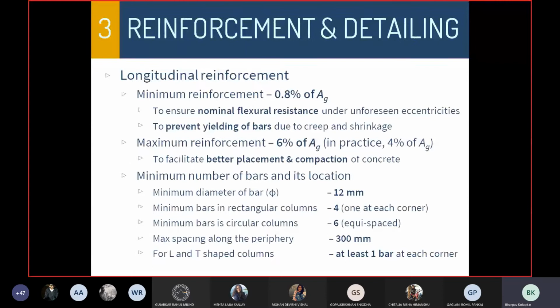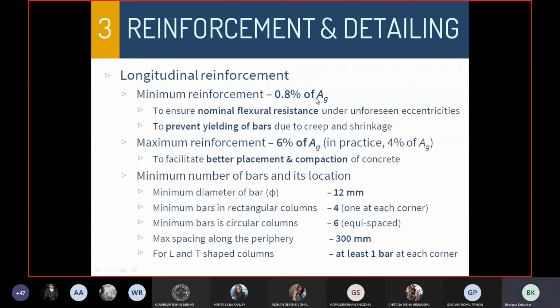The next parameter is regarding reinforcement and detailing. The code gives certain criteria for the minimum reinforcement that we should put in the columns, the maximum reinforcement that we should put in the columns, and then the minimum number of bars that we should put in the columns. To start with, let us look at minimum reinforcement. The code says that the minimum reinforcement has to be at least 0.8% of the gross area.